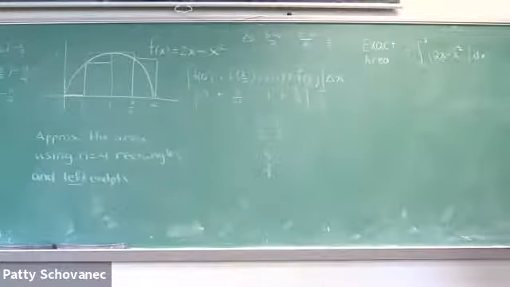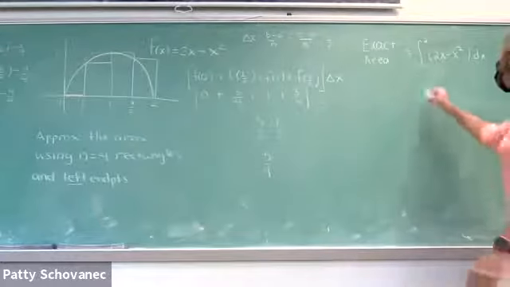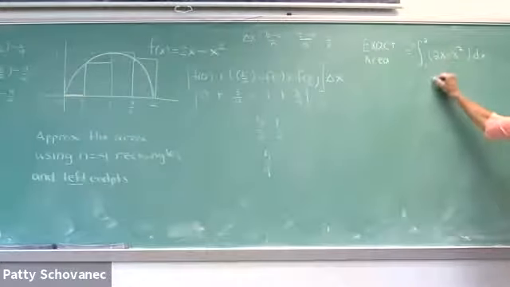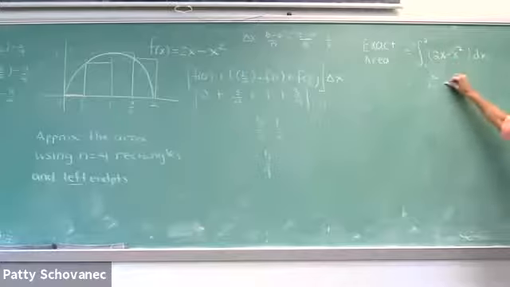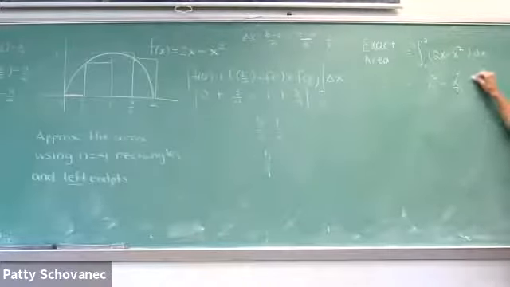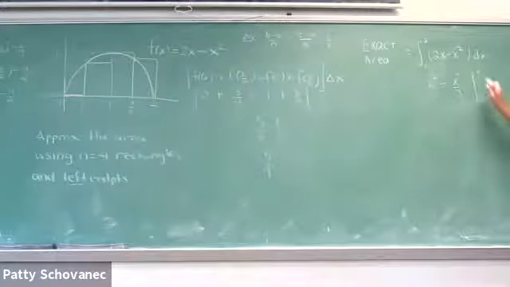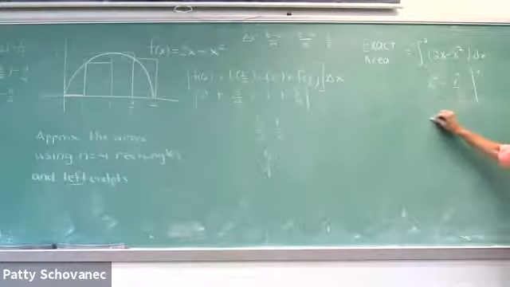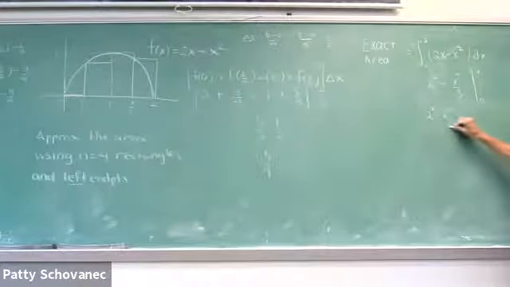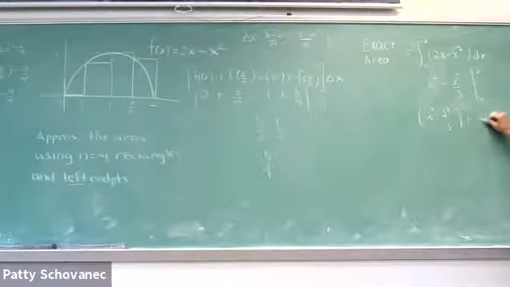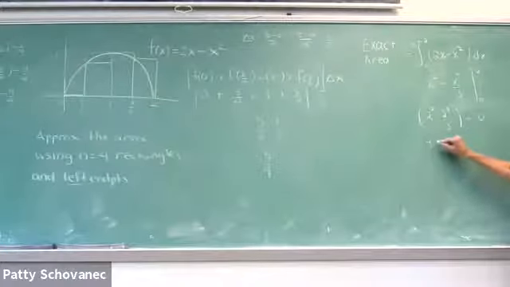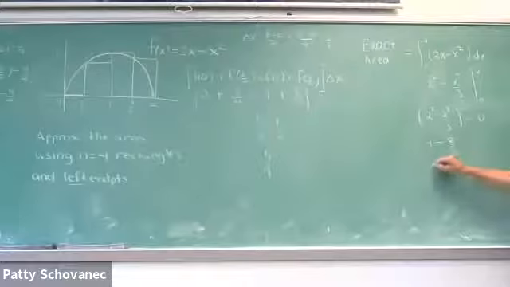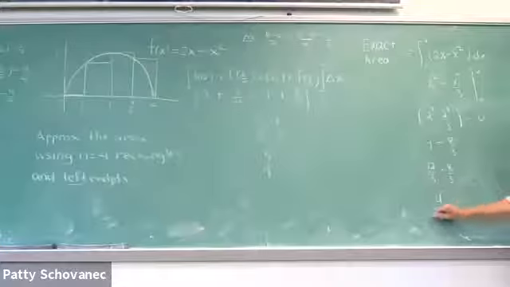Did you get it yet? 4/3? Good. Because when you integrate 2x, you get x squared. When you integrate x squared, you get x to the 3 over 3. This tells me now to put numbers in. It's always top minus the bottom. So I get 2 squared minus 2 cubed over 3. And then 0, 0. So those ones will give me 0. So 4 minus 8/3. 4 is 12/3, minus 8/3, the exact area is 4/3.